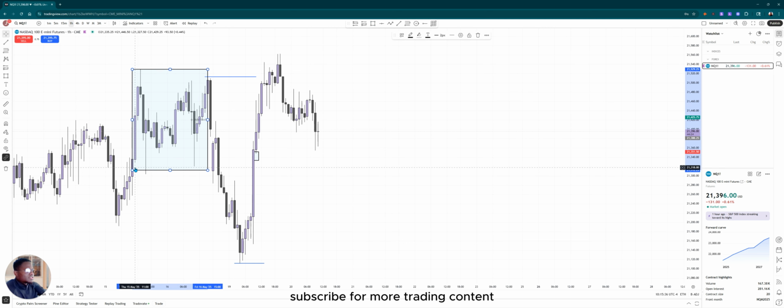So this is the 15th, and this is the 16th. This is basically a full day of just straight consolidation. So I'm not interested in trading on these days, period.